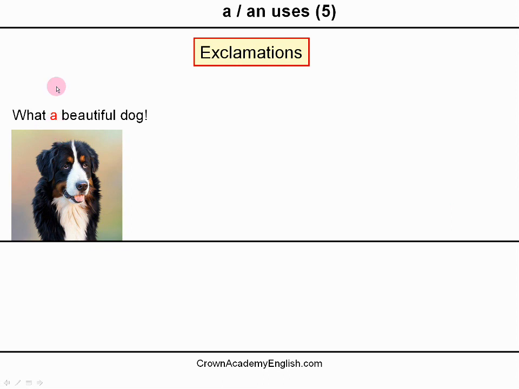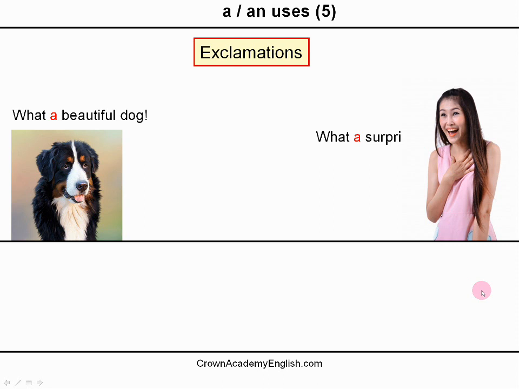So we use the indefinite article after the word what and before the noun. What a surprise. The indefinite article. But very important, we only do this with singular countable nouns. So surprise is a countable noun, and here it is in the singular. Dog is a countable noun, and here it is in the singular.